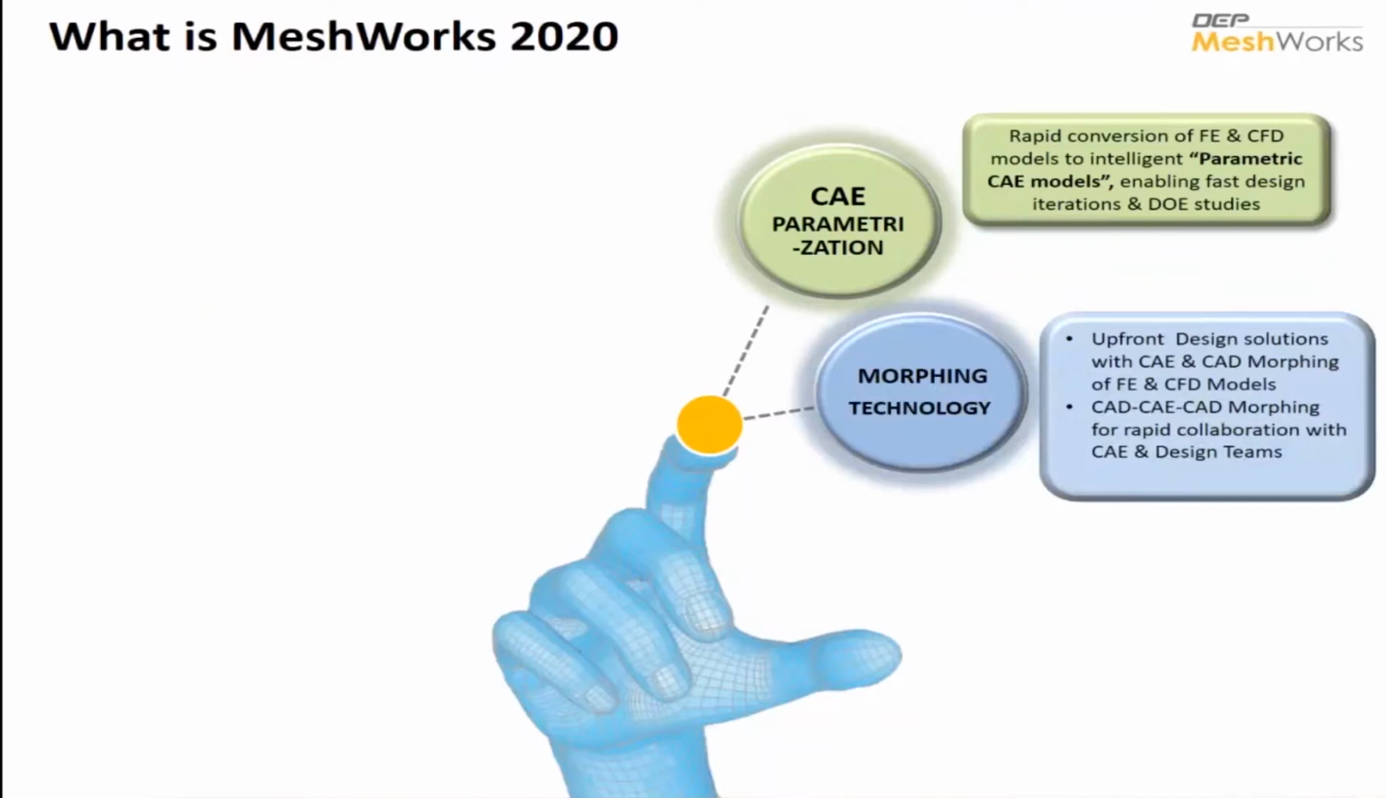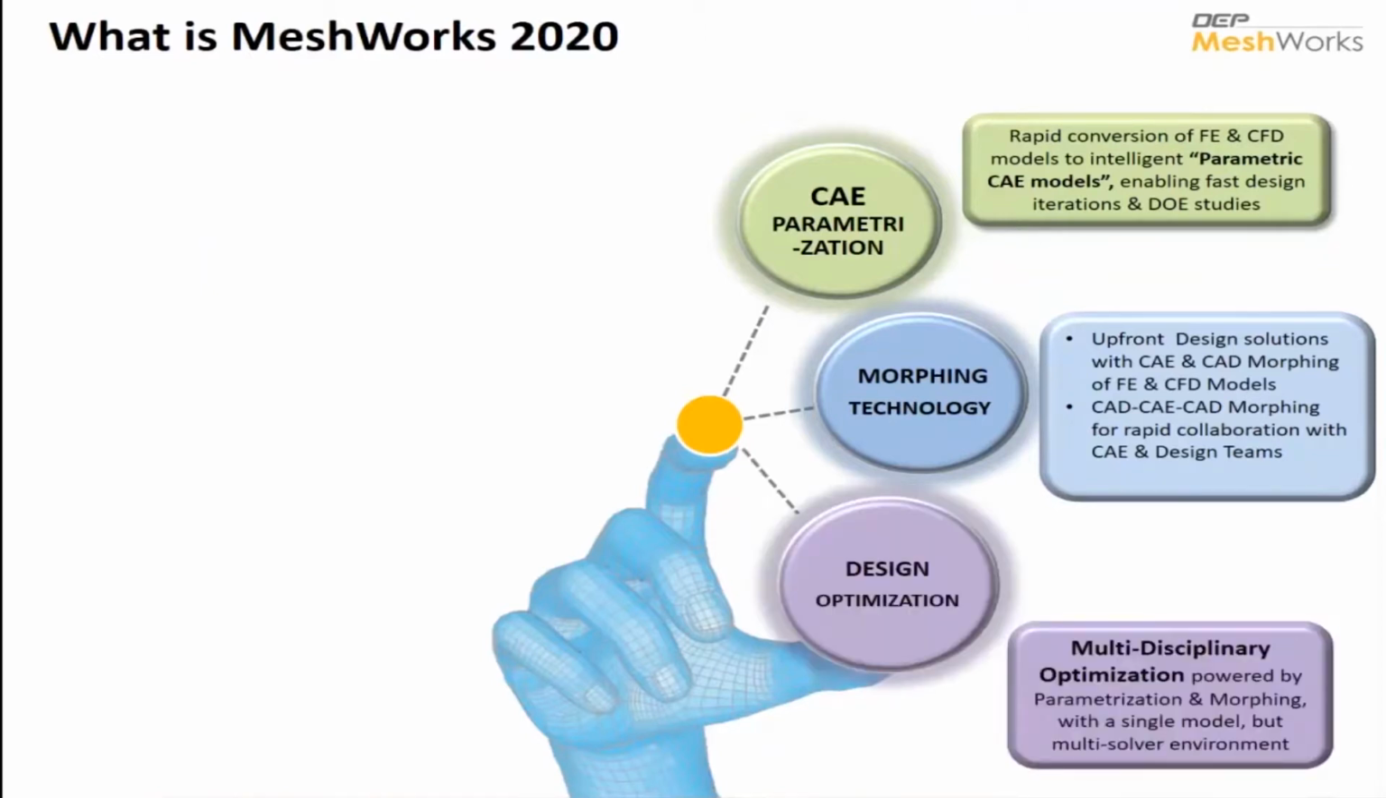With DEP's morphing technology, we can easily achieve design solution upfront with the help of morphing on CAD and CAE models and also CFD without any kind of initial concept. So you can start right away with the legacy model and start the process. Next is our design optimization capability.